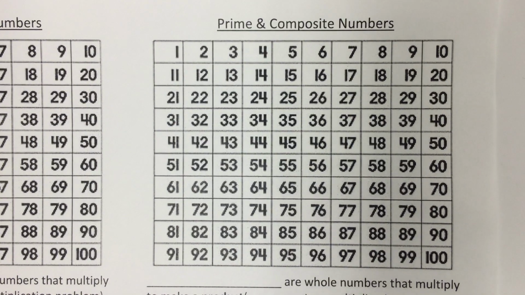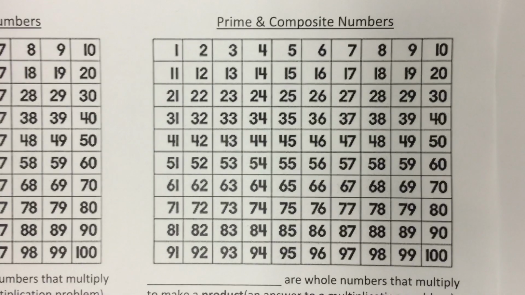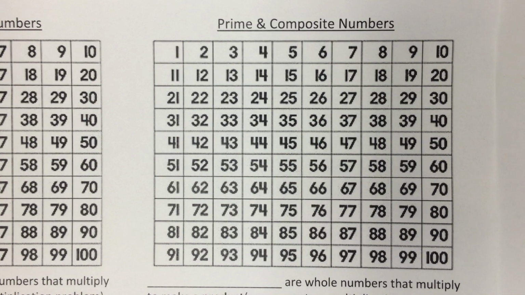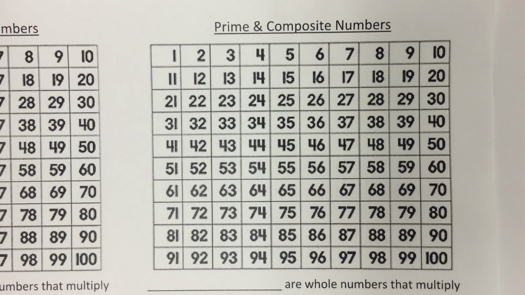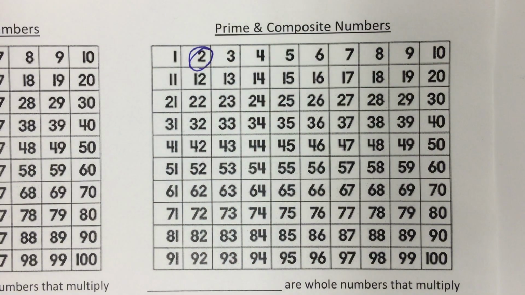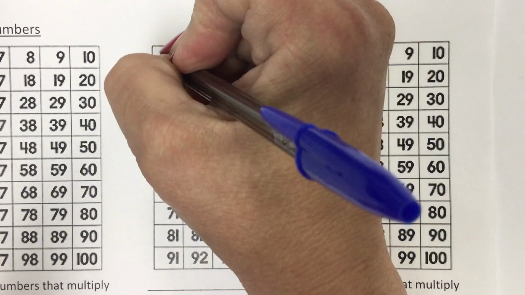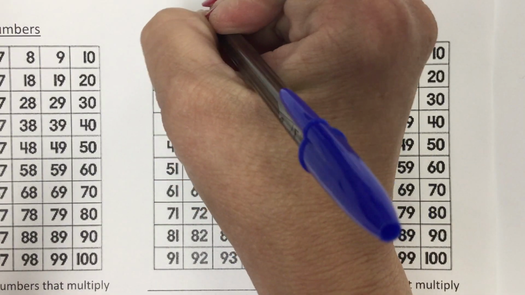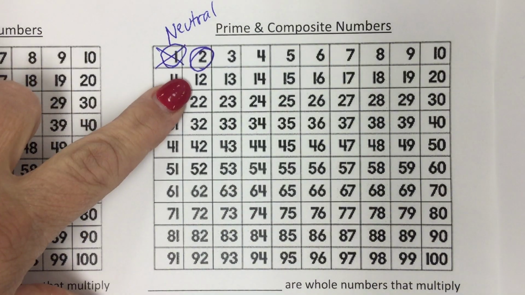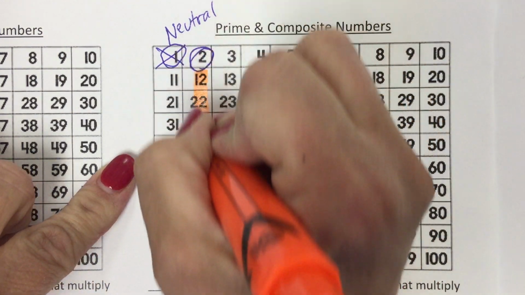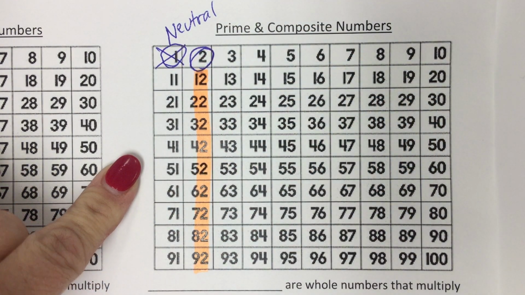All right. So the first thing that we know about the divisibility rules is that any number that is even is divisible by 2, except for the number 2. Remember we said the number 2 was the only prime number that's even. And then we said the number 1 is neutral. Okay? All right, so every number that ends in a 2 is going to be divisible by 2. So I'm going to draw a line straight down because those are all composite numbers.